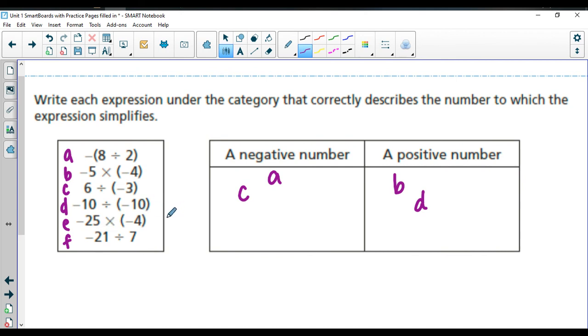For letter E, you have negative 25 times negative 4. Is that going to be a positive or a negative? That one is also a positive because a negative times a negative. And then letter F, you have negative 21 divided by 7. That is going to give you a negative.